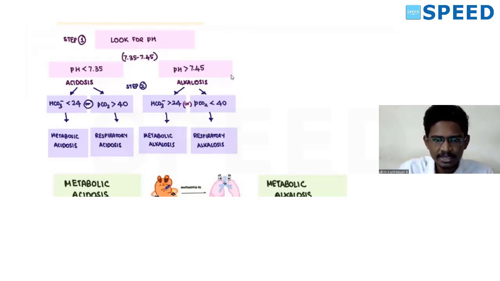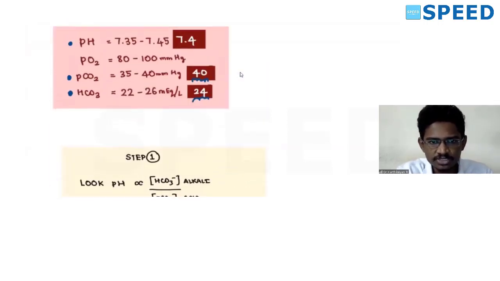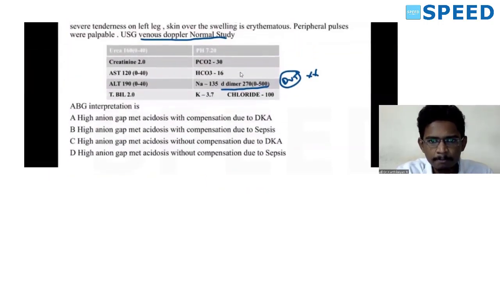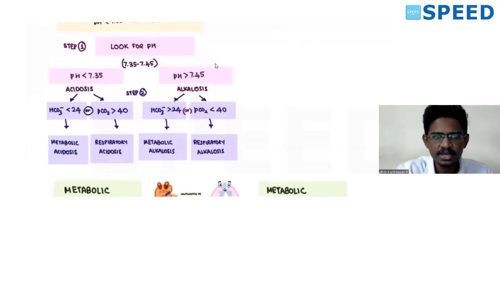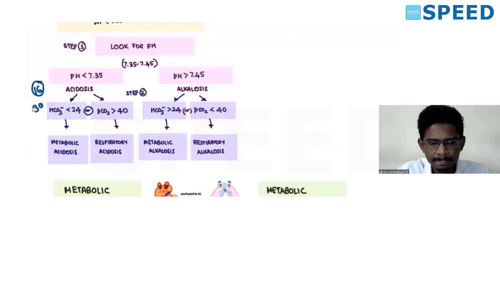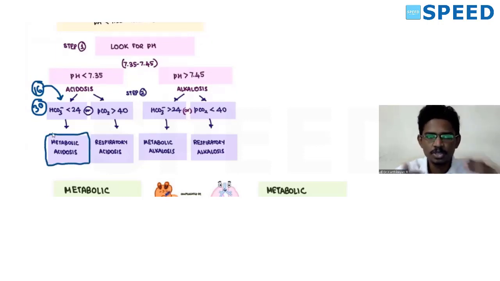So coming to our patient, how is our patient? Bicarb is 16, PCO2 is 30. So what is coinciding here? Bicarb is less than 24. So our answer is metabolic acidosis. Nice. So next step we have bounced into.